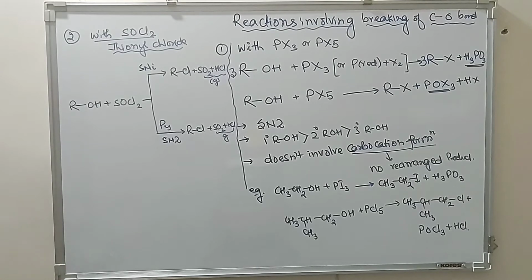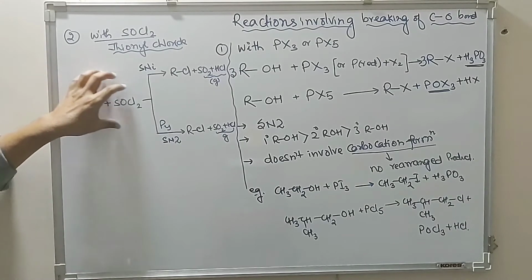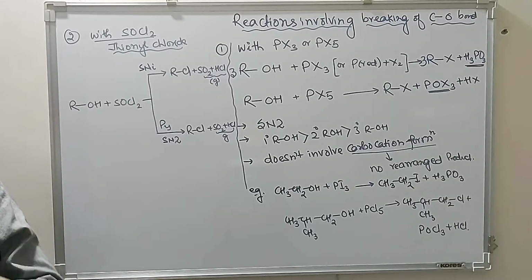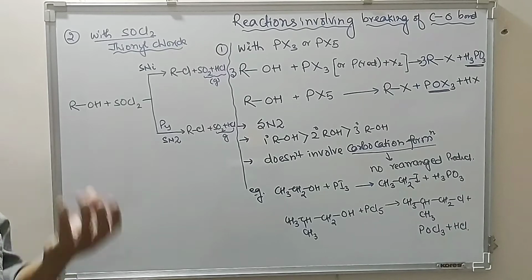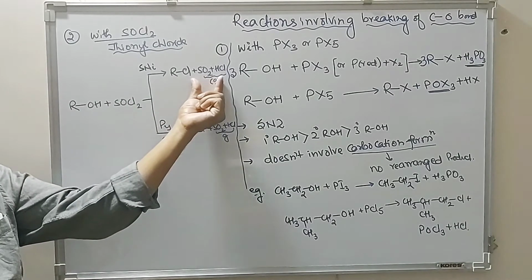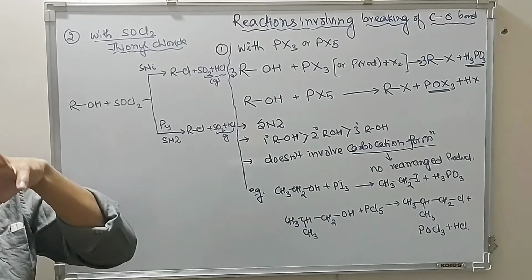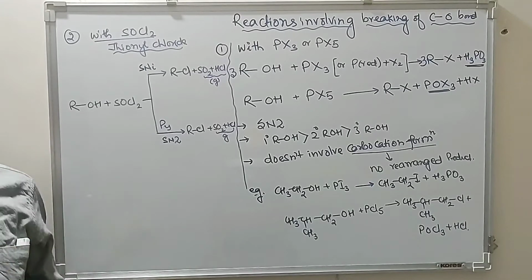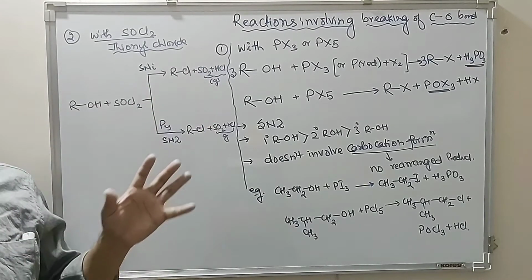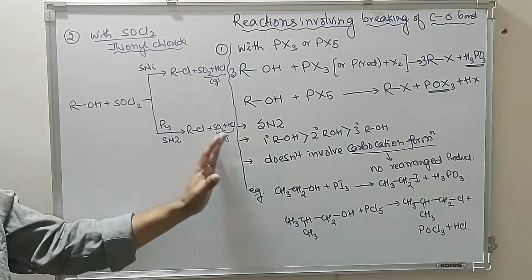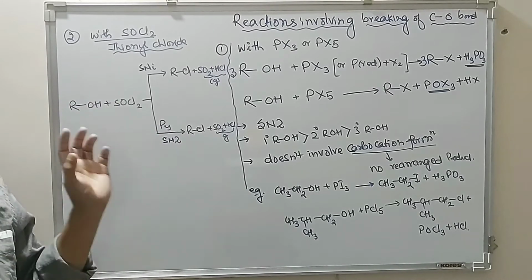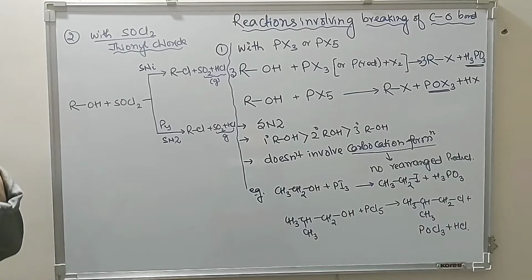Look at this method, reaction of alcohol plus thionyl chloride to give you alkyl chloride. This is the best method for preparation of alkyl chlorides. The reason being, the byproducts sulfur dioxide and HCl are gases, so they immediately go out of the solution, and no further purification or separation of the product is required. Because the byproducts are gases, this is the best method for preparation of alkyl chlorides. So keep this in mind.